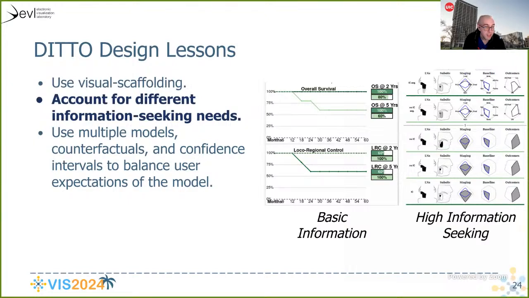Two is account for different information-seeking needs. We found, especially in the workshops, that there's a variety of things people were actually interested in when they make decisions. Some people only wanted the survival plots, and some people were very interested in, for example, the similar patients. So you have to assume that there are different levels of information people want to see.